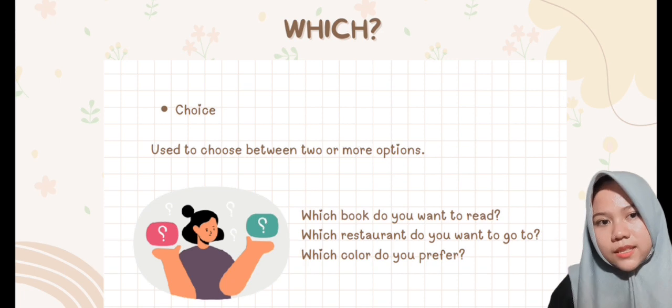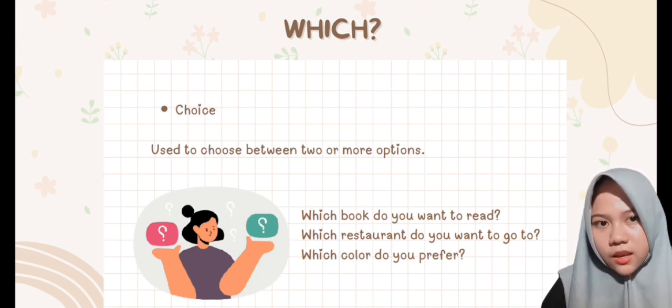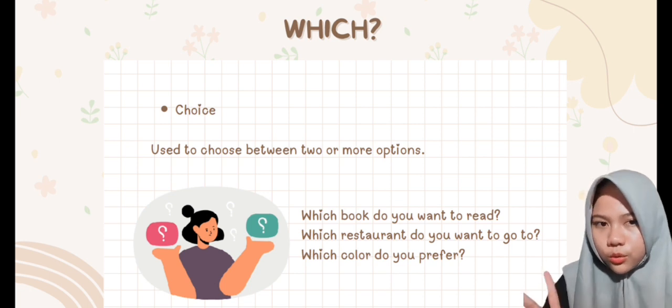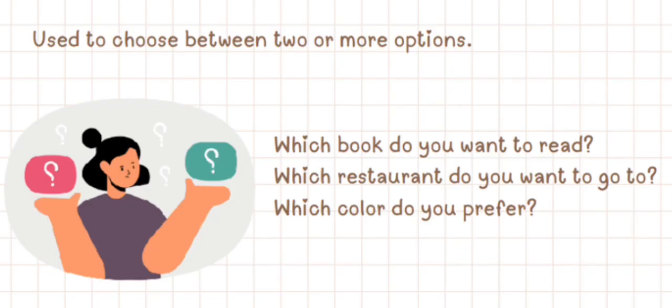Okay, the second one is which. Which is asking for a choice, used to choose between two or more options. For example, which book do you want to read? Which restaurant do you want to go to? Which color do you prefer?